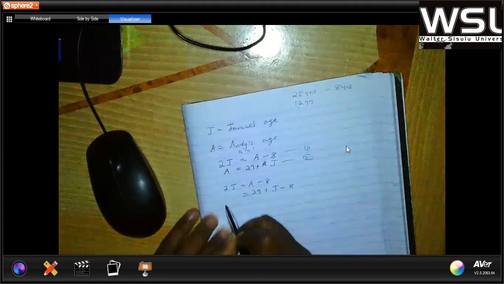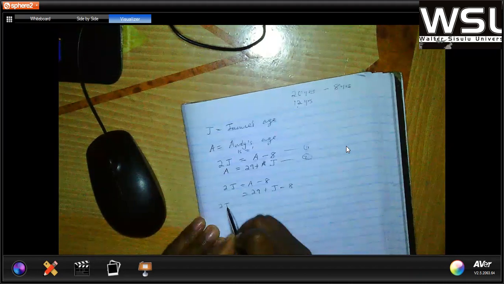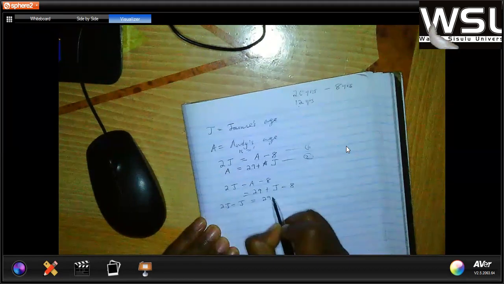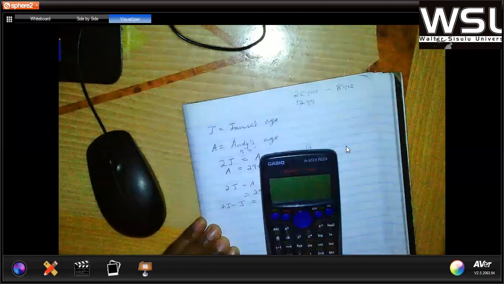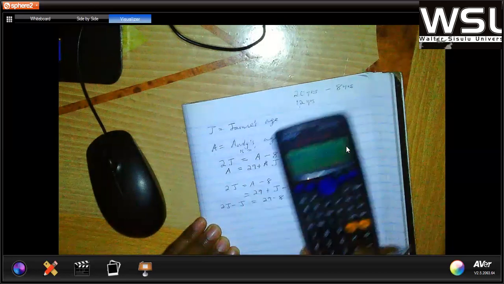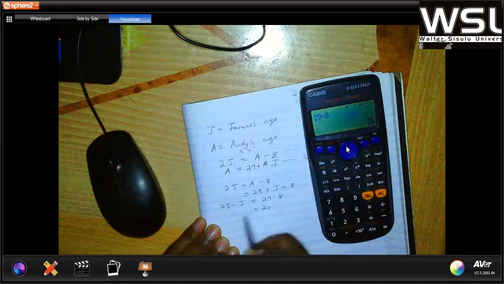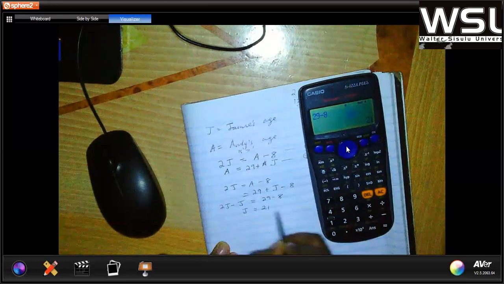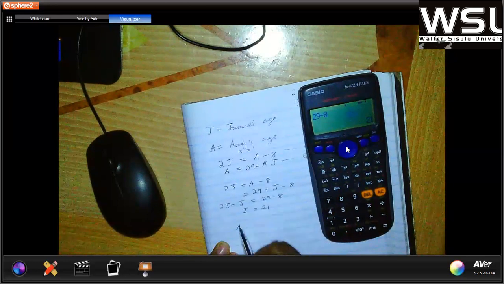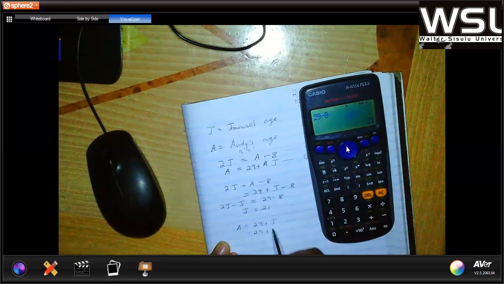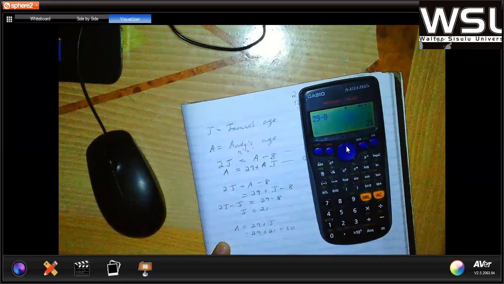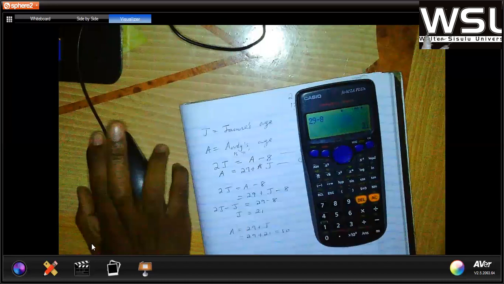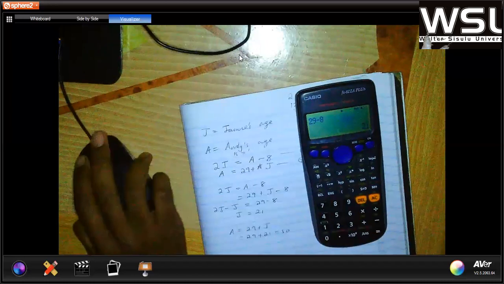And then this side I've got 2J minus J, which is equal to 29 minus 8. 29 minus 8 is equal to 21 on this side. 2J minus J is equal to 1J, or J. And then I found J. And then A is equal to 29 plus J, and therefore we've got 29 plus 21, which is 50. And then, of course, you convert it back to words.